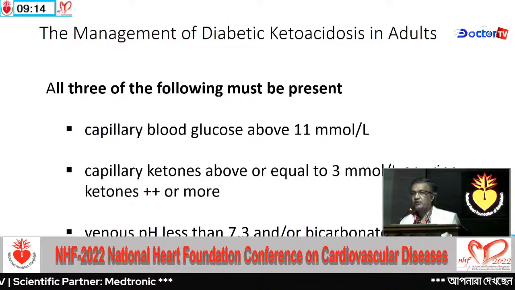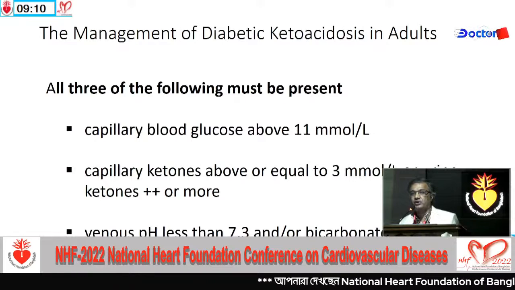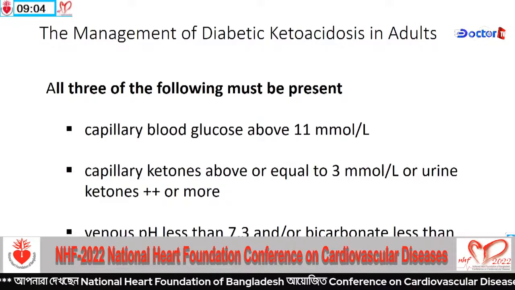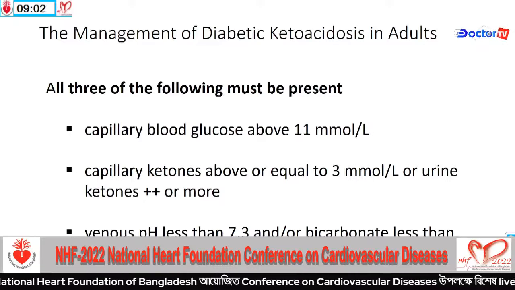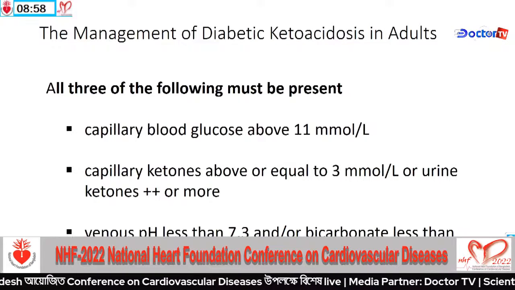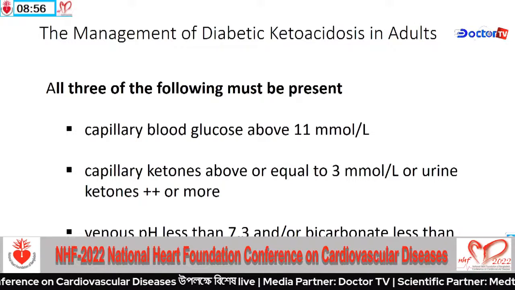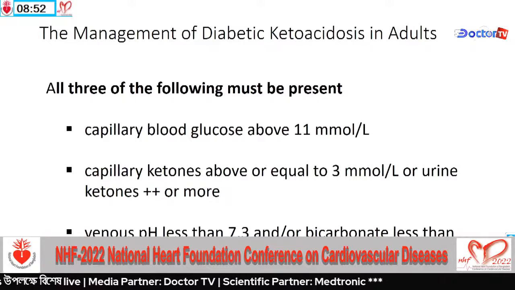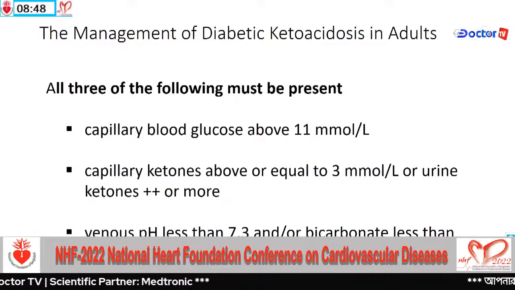If the patient really has diabetic ketoacidosis, we have to look for three issues. Whether the patient has blood glucose of at least more than 11 millimole, whether ketone bodies in the urine are more than 2, or if we can measure ketone in the blood, it is more than 3 millimole, or venous pH is less than 7.3. If all these criteria are satisfied, then we should think this is a case of diabetic ketoacidosis.